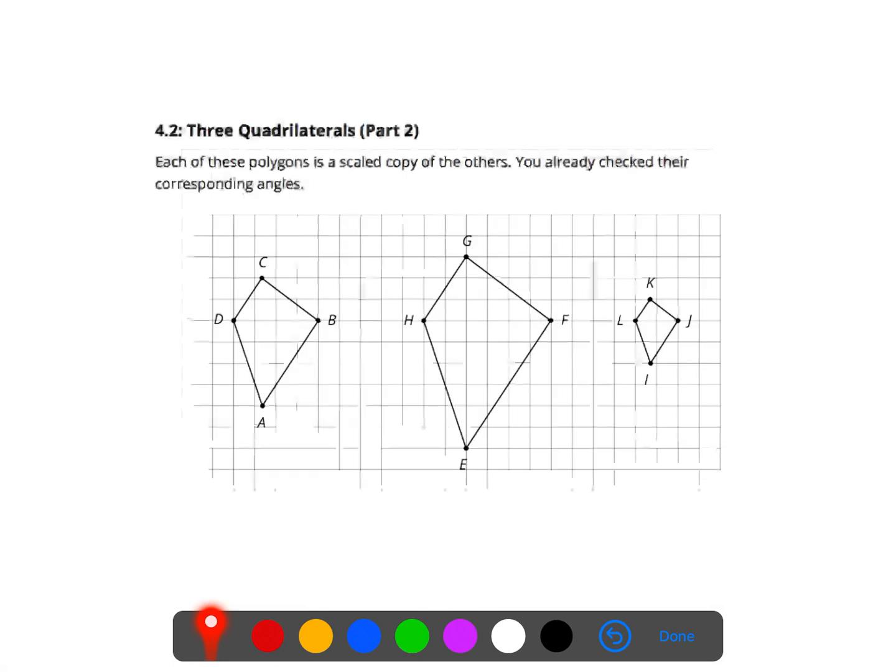Next, we're going to look at the second activity here called three quadrilaterals. Again, this is part 2 of that. So these three figures are the same scaled copies that we were just working with. But now what we're going to do is take a look at some measurements.